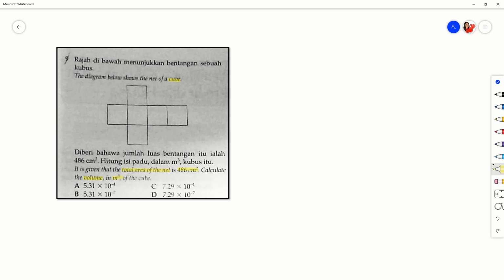So there are a few things you need to keep in mind. Number one is that what they have given us is total area, but what they want us to find is the volume. What they've given us is the area in square centimeters, but what they want us to find is in cubic meters. So there is a difference in the concept they're asking, area versus volume. And there's also a difference in the units, square centimeters versus cubic meters. So there is also the concept of conversion that you must think about when you're doing this question.